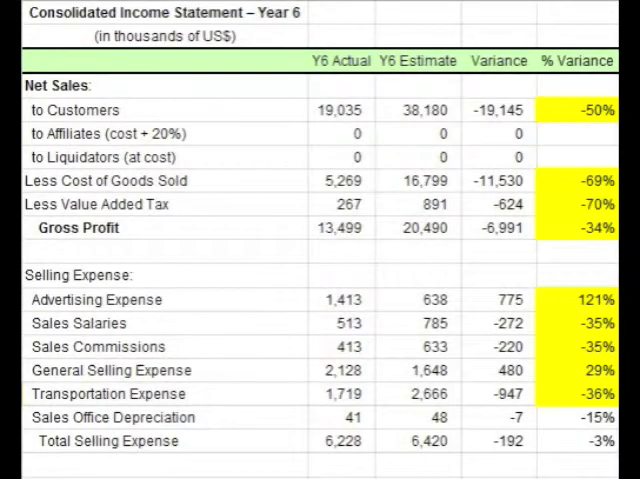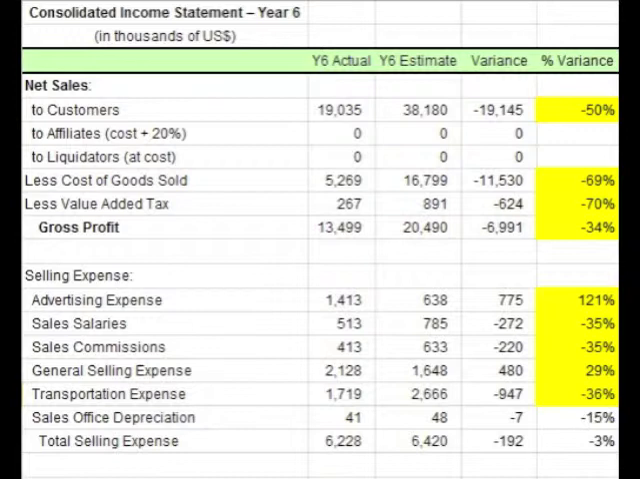My name is Christine Bonilla, Chief Financial Officer, and we will be discussing our consolidated income statement, year 6 variances. Our net sales to customers variance is 50%. We overestimated our net sales to customers. This variance was probably due to the fact that we moved our plant to Sereno, where our strategy wasn't implemented correctly to suit the preferences of the Sereno people.